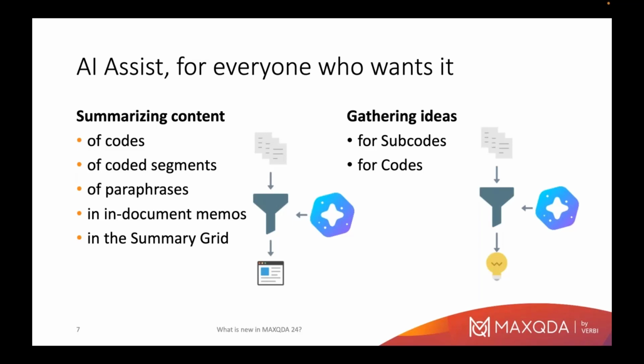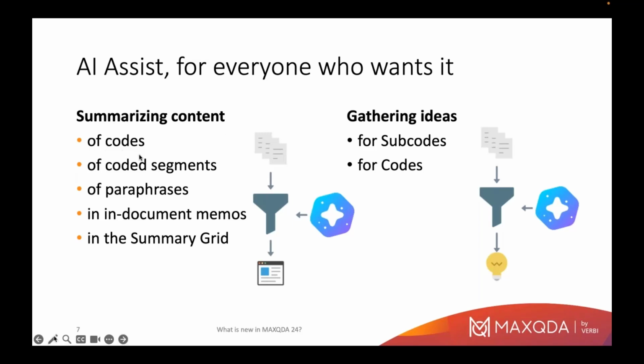We will see in a second what for. There are two key features. I also do AI webinars, and there's going to be another one in November, so look out for that if you're more interested in AI Assist. But the two key things are: you can summarize content, and you can gather ideas. I will very briefly show this.